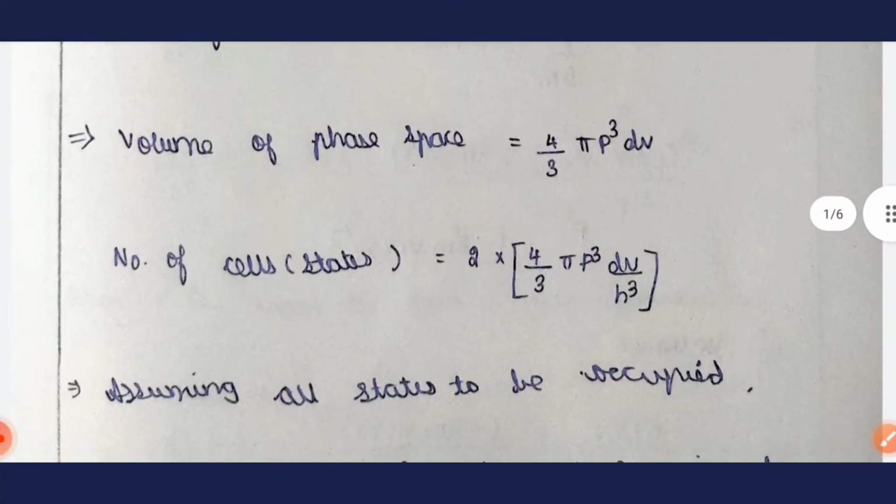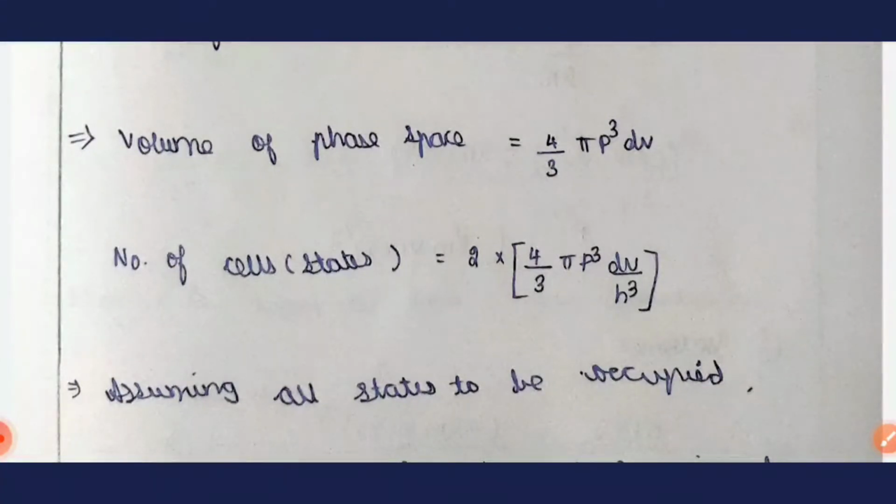Using that concept, the volume of the phase space is equal to 4 by 3 pi p cube into dV. Here the number of cells or states can be given by 2 into the volume of the phase space, since we are taking the two states. So 2 into 4 by 3 pi p cube dV divided by h cube.